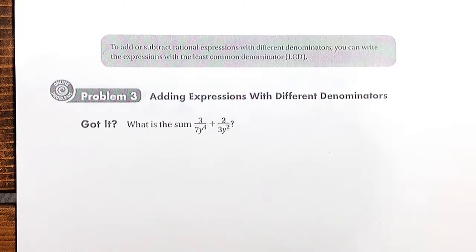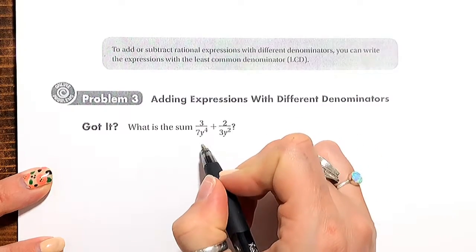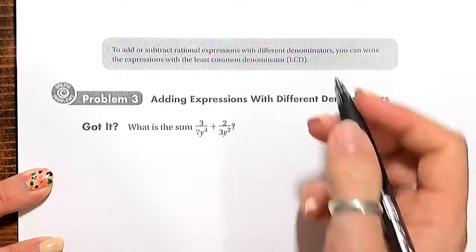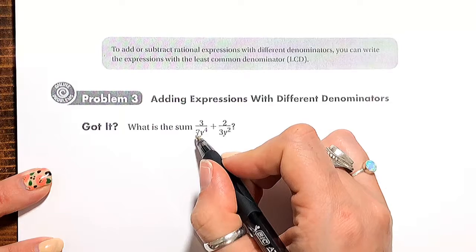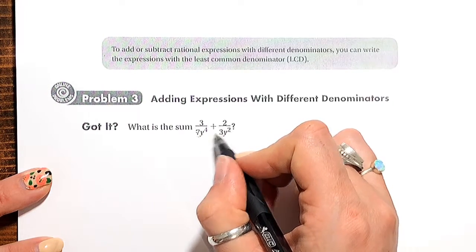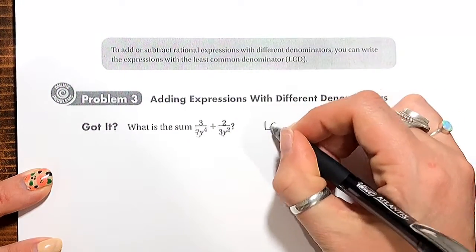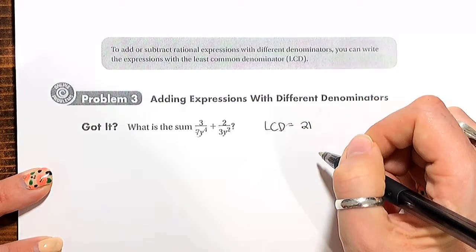So remember, the least common denominator means you're finding the smallest thing that both denominators can go into. So if I look at this fraction, I have a 7y to the 4th and a 3y squared. I want some fraction that both numbers can go into. So I usually start with just the numbers first. If I think of 7 and 3, I want to think of a number that both 7 and 3 can go into. So for 7 and 3, the smallest number they both go into is 21.